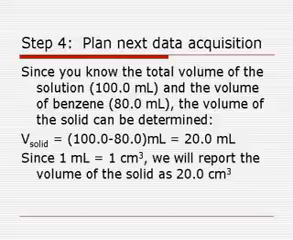Now that we have that value, go back to your data table and update it, and then you should be able to key in on what your next step is. So go ahead and try that.